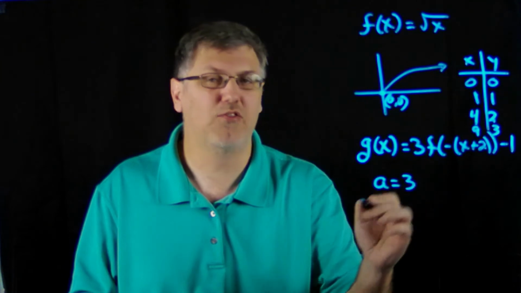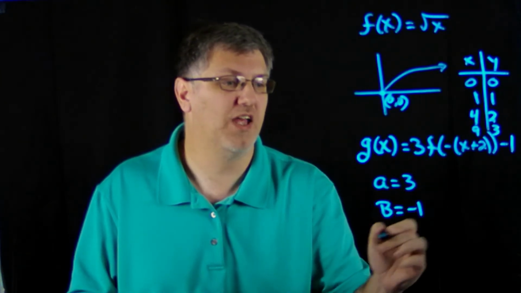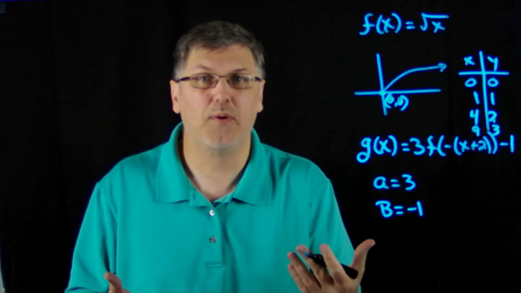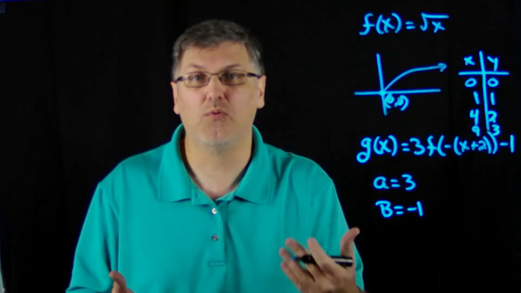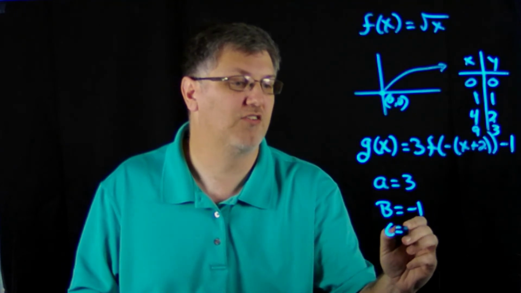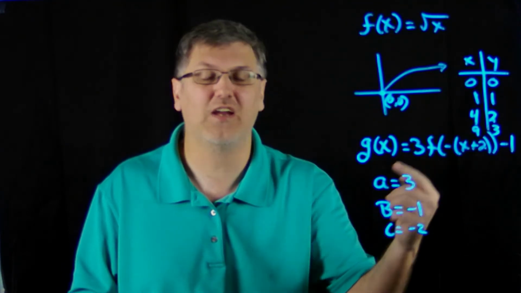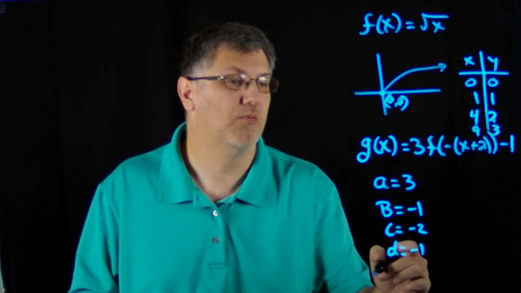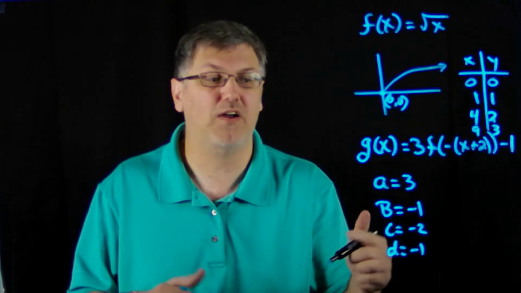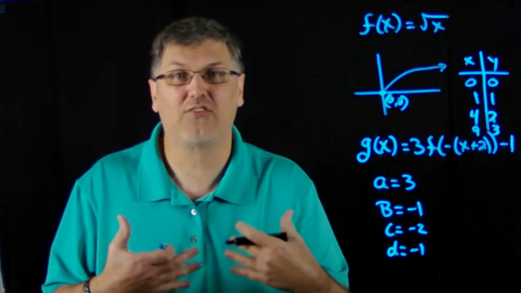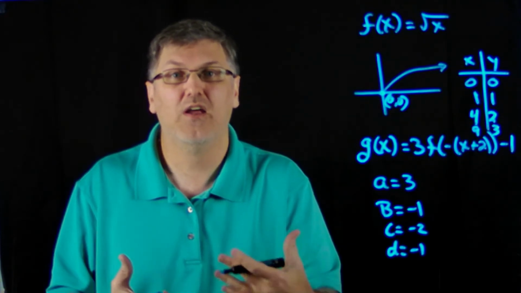A is actually going to be my 3 right here. My B, I want to choose -1 for my B because it's negative, and I said earlier in the video that my B for the square root is either going to be 1 or -1. My C, because this is a plus, I'm going to treat my C as a -2 because it's minus a negative, which makes a positive. And of course my D is the -1. Now of course my A and my D affect my Y values, and my B and my C affect my X values.